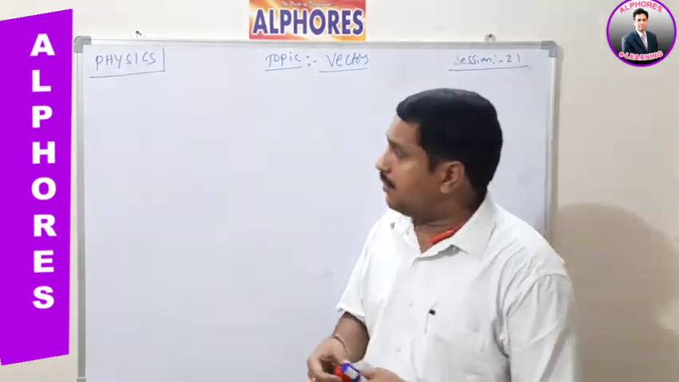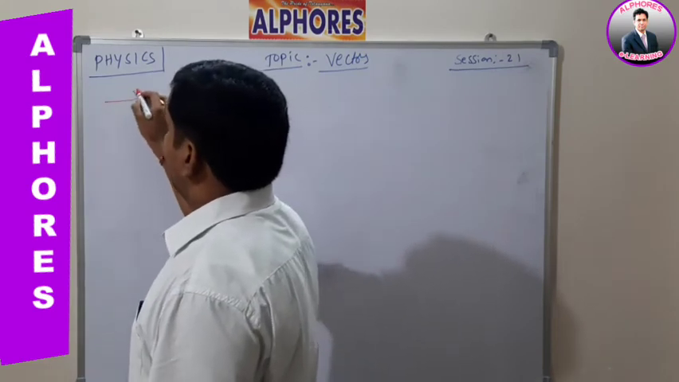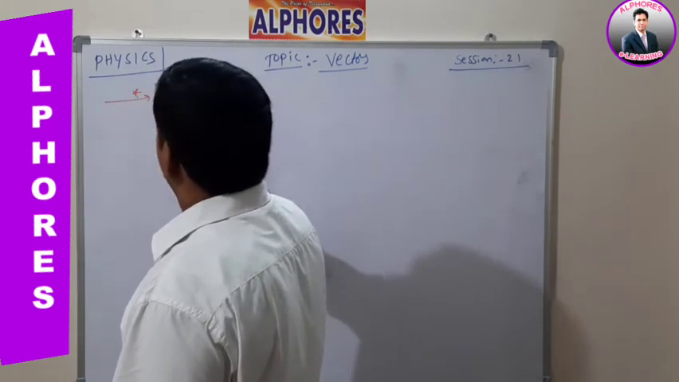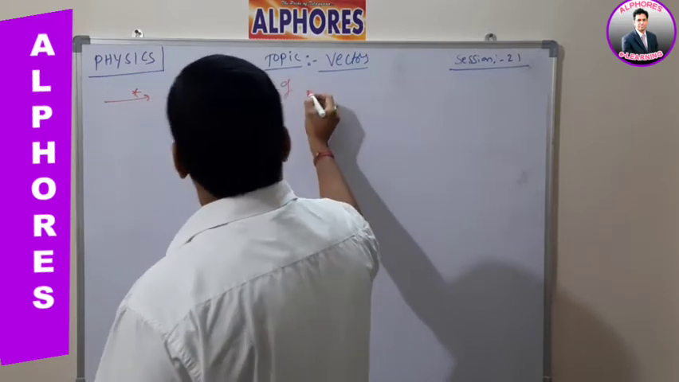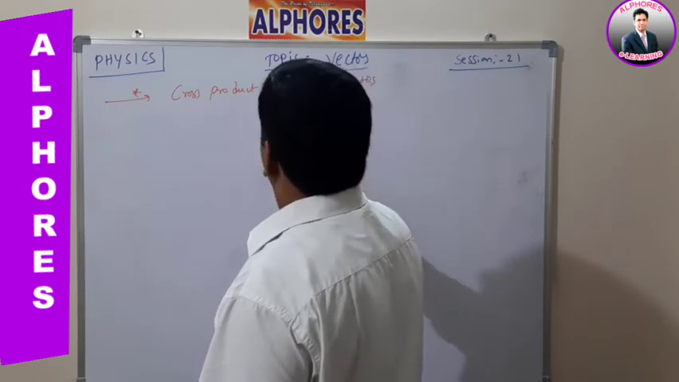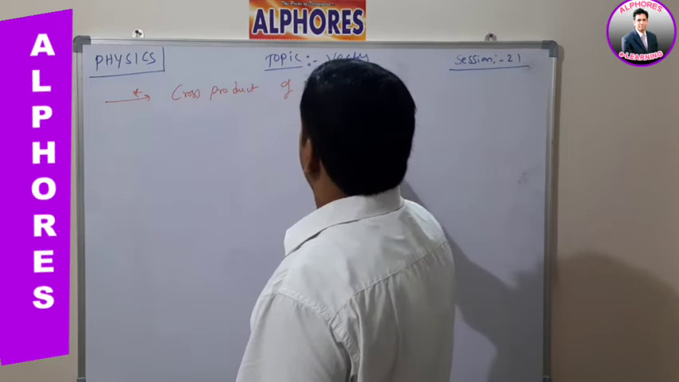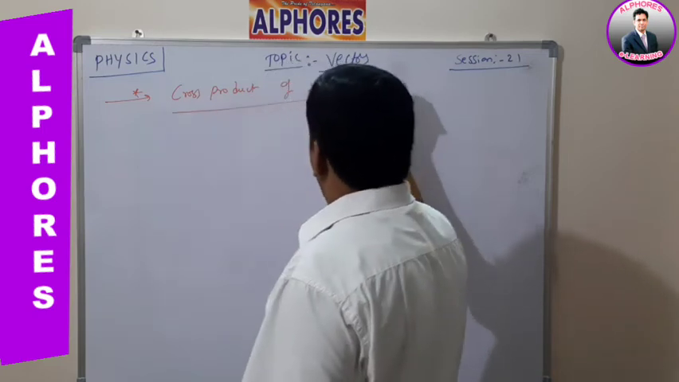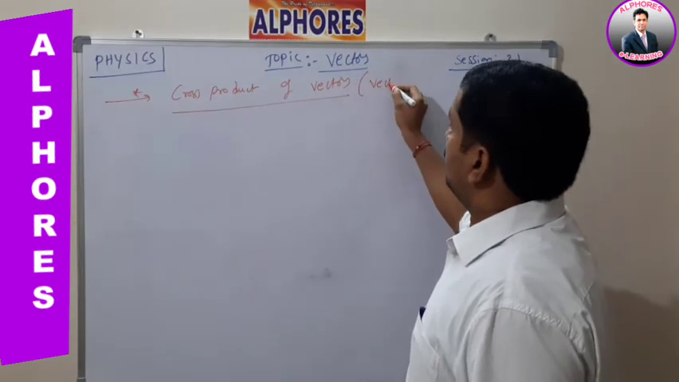Right. Now I have to go with the cross product of two vectors. Write down all of you: cross product of vectors, or sometimes it can also be denoted by vector product.